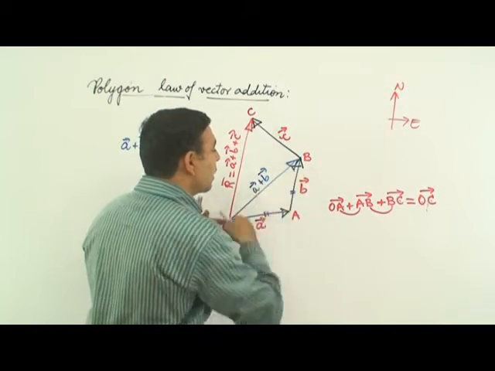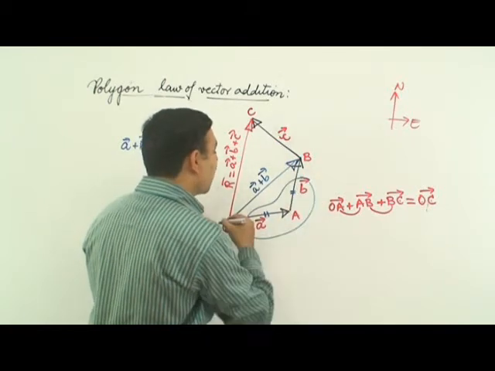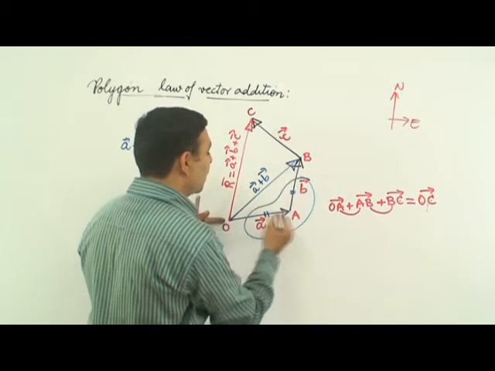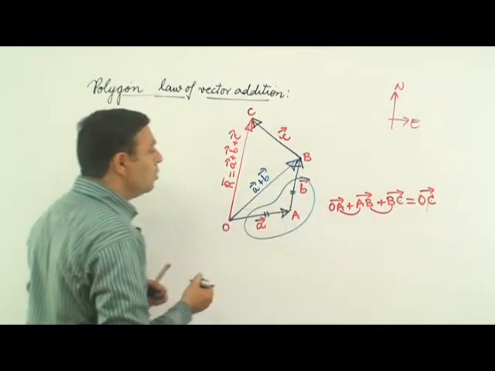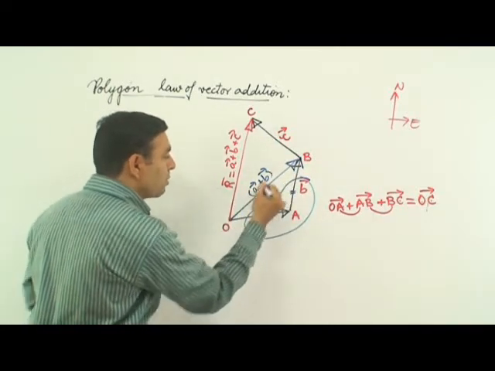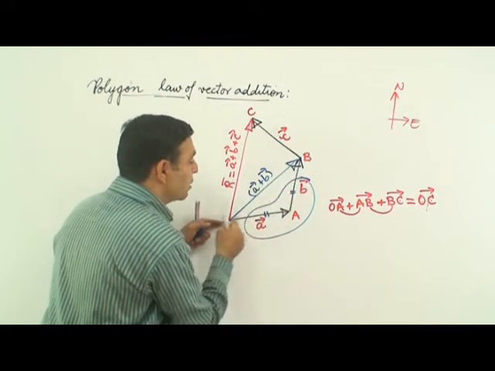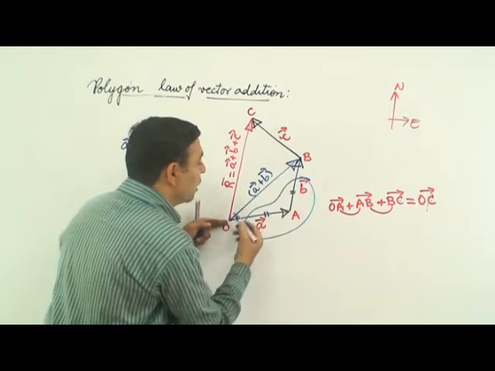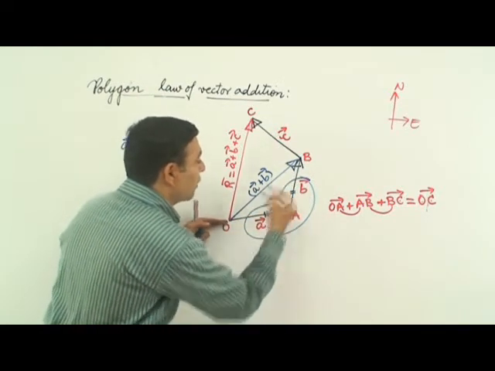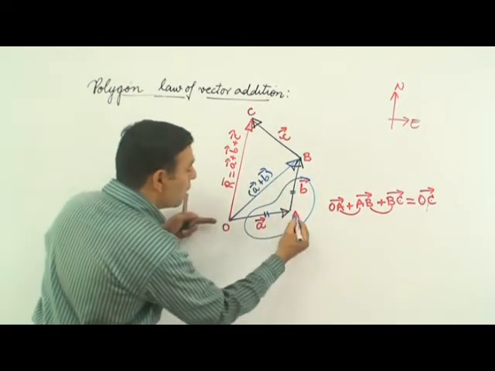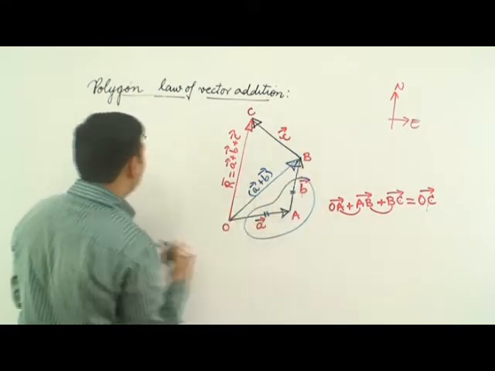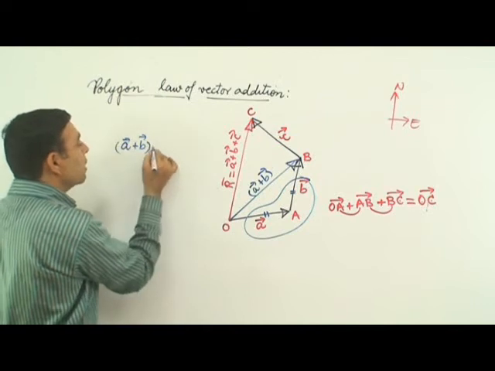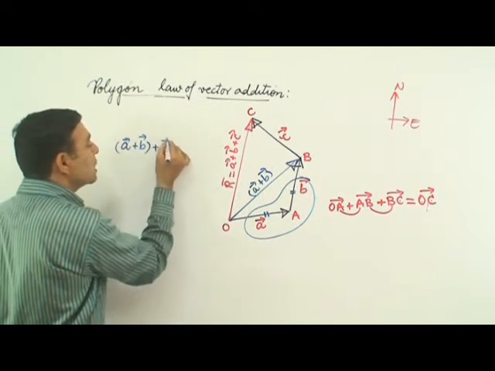Instead of taking A and B, I can take the resultant A plus B. Remember, A plus B is now a single vector. The effect of these two vectors is this single vector A plus B. I mean OA plus AB will be OB. Now to this A plus B, let me add the vector C.